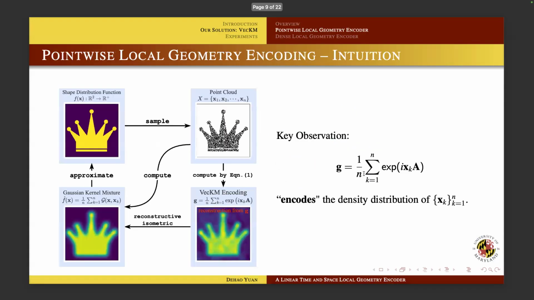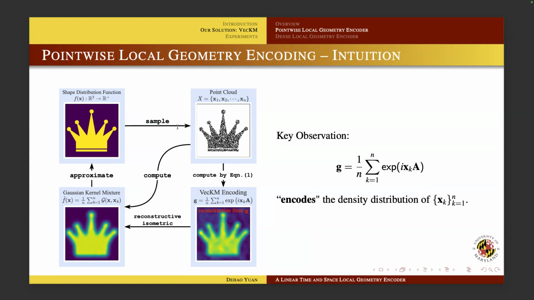So okay, after introducing the motivation and what it is doing, I would like to introduce how it works. Here, let's consider a point-wise local geometry encoding first. We only consider one point, one neighborhood. Suppose you have a point cloud, which is x1 up to xn. How can we encode the distribution of this point cloud?